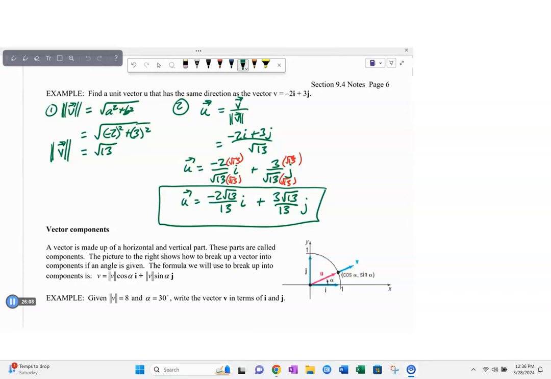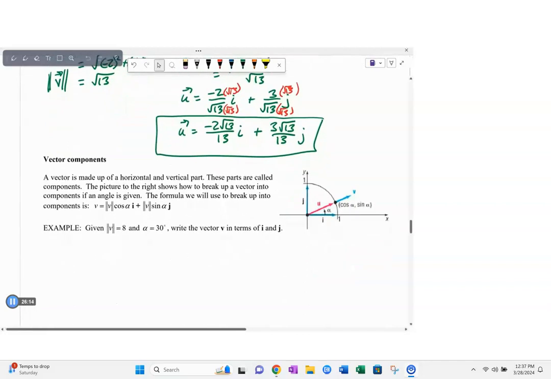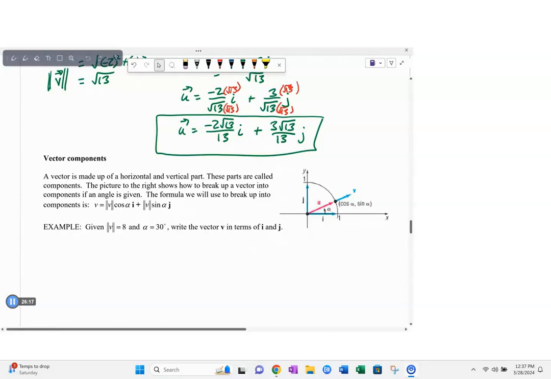All right, vector components. A vector is made up of both a horizontal and a vertical component or part, right? And this picture is showing us just how to break this up into the components. We're going to use this formula to do that. So the vector v is the magnitude times the cosine of its angle. That angle alpha is the angle between the x-axis and the vector that we're going in the direction of for vector v, plus the magnitude times the sine of alpha j. Okay, so we want to highlight that.